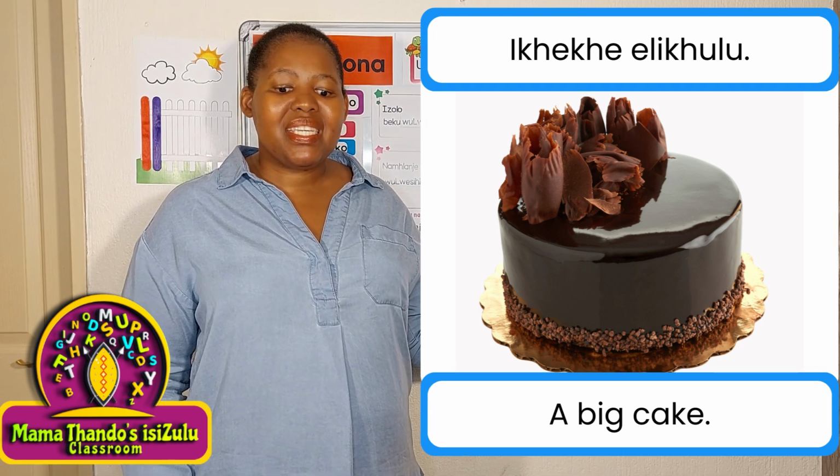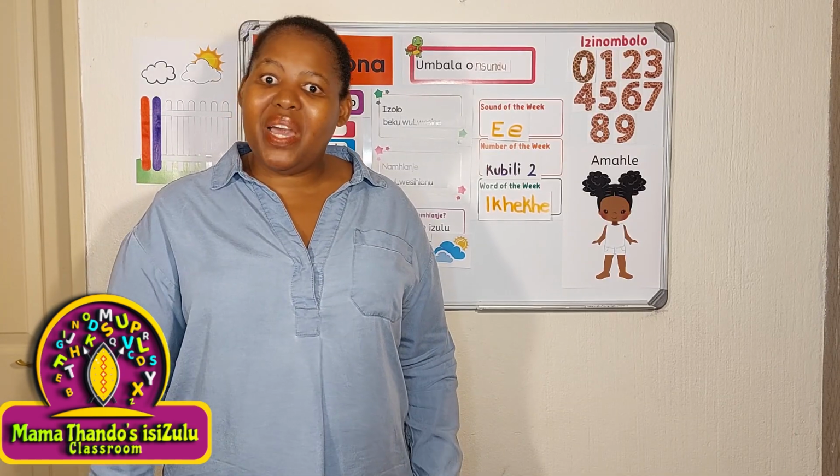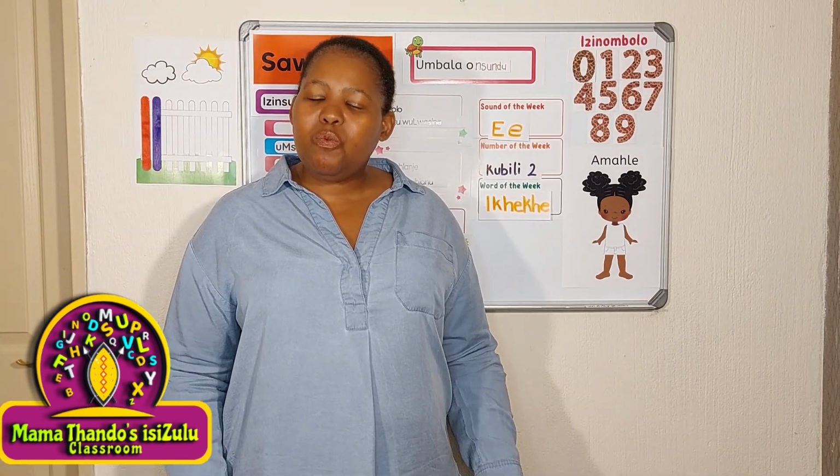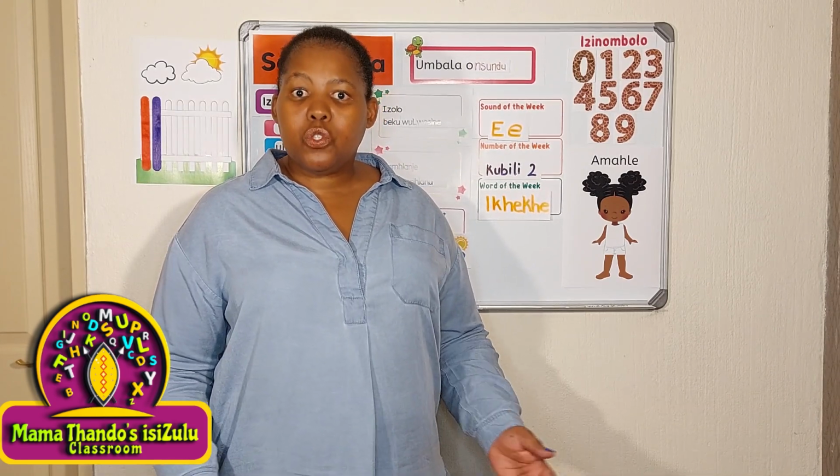Great job, mngani. And then izolo, yesterday, we described the cake and said a brown cake. Ikhekhe elinsundu. Will you repeat that after me? Ikhekhe elinsundu. Great job, mngani. We did really well with that this week. And then we also worked on our numbers. Izinombolo from 0 to 9.